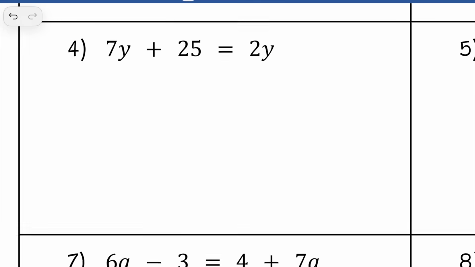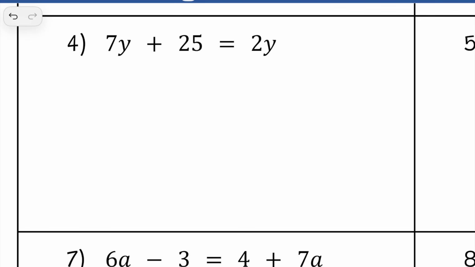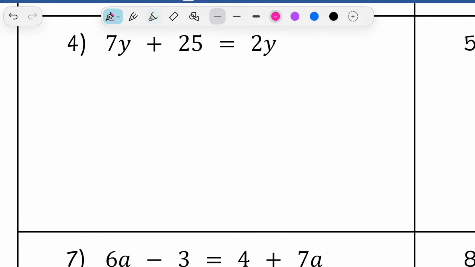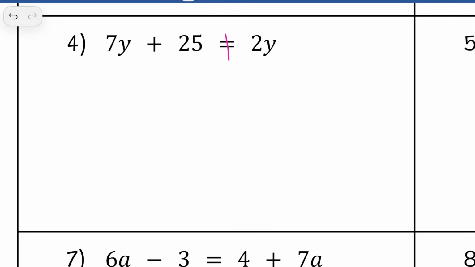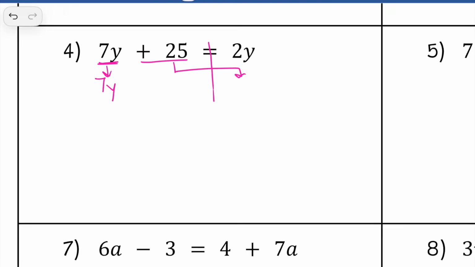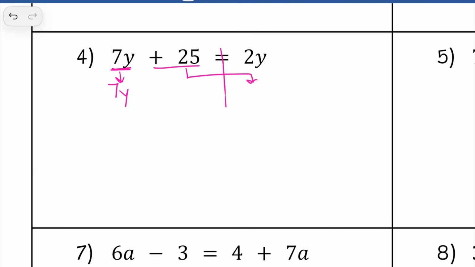All right, let's go to problem 4. So looking at number 4, again, we're going to start off by drawing a vertical line. We want all the y's over here on the left. 7y is already on the left, so it's coming straight down. That plus 25 is not on the side I want it to be on, so it's going to come over here. Since it crossed the vertical line, instead of positive 25, it becomes negative 25.